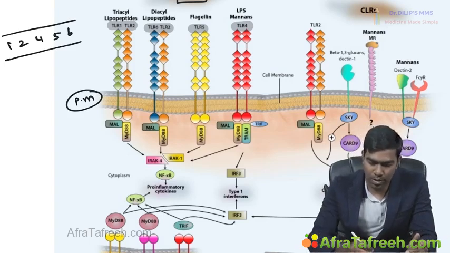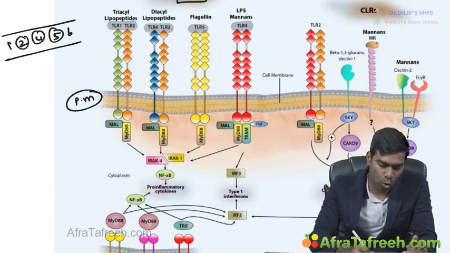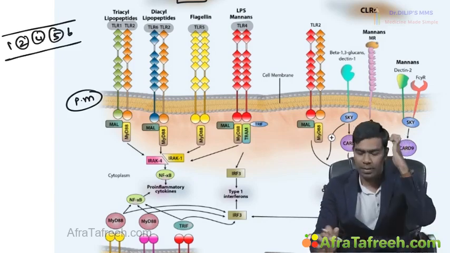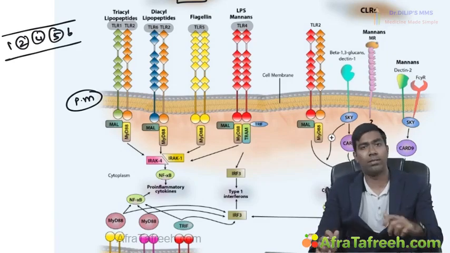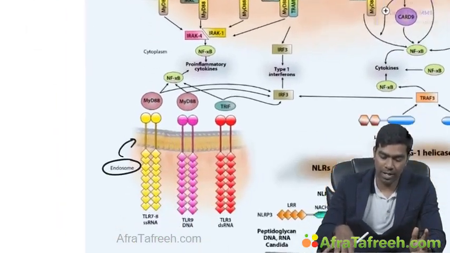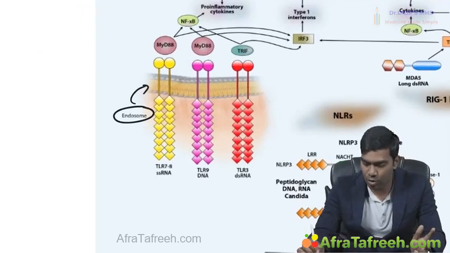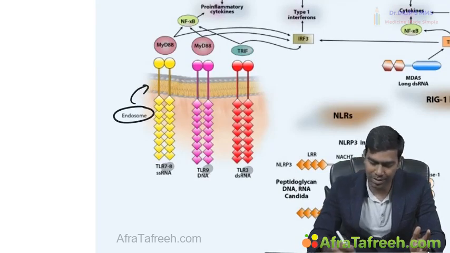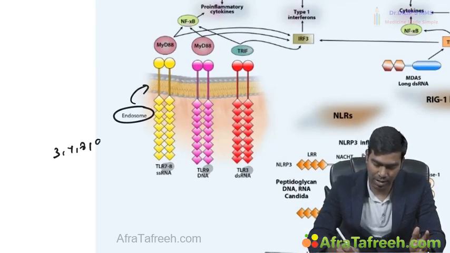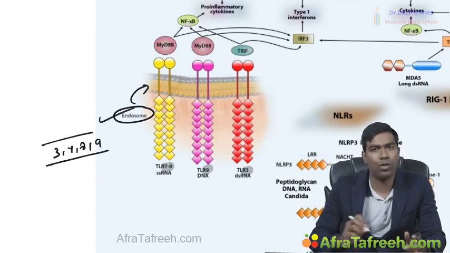In this, the most important ones are 2, 4 and 5. These are the core elements present over the plasma membrane. So this is what the initial TLR is. Now what are the things that are present in the endosome? You can see TLR 7, 8, 3, 9, which means 3, 7, 8 and 9. These are the TLRs that are present on the endosome.